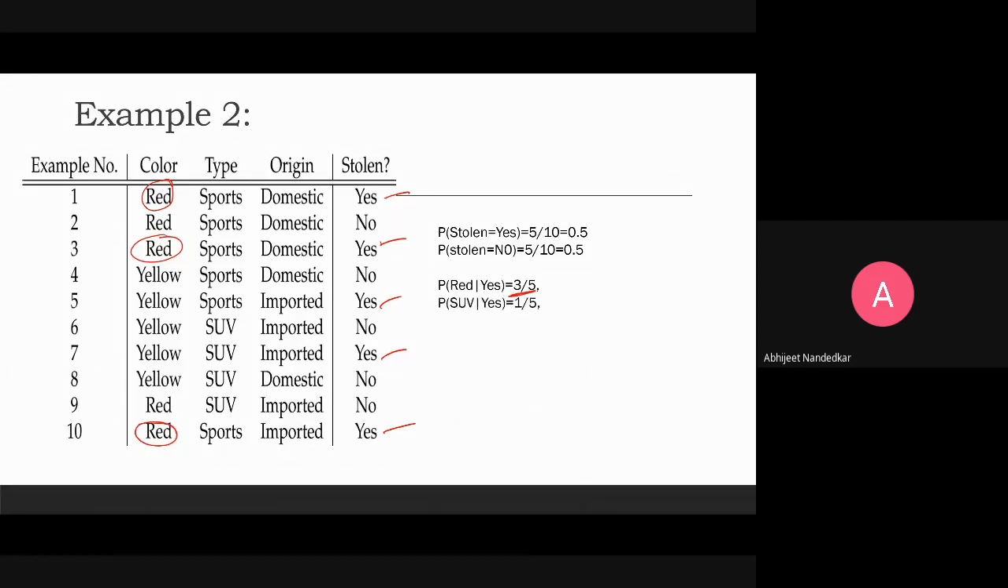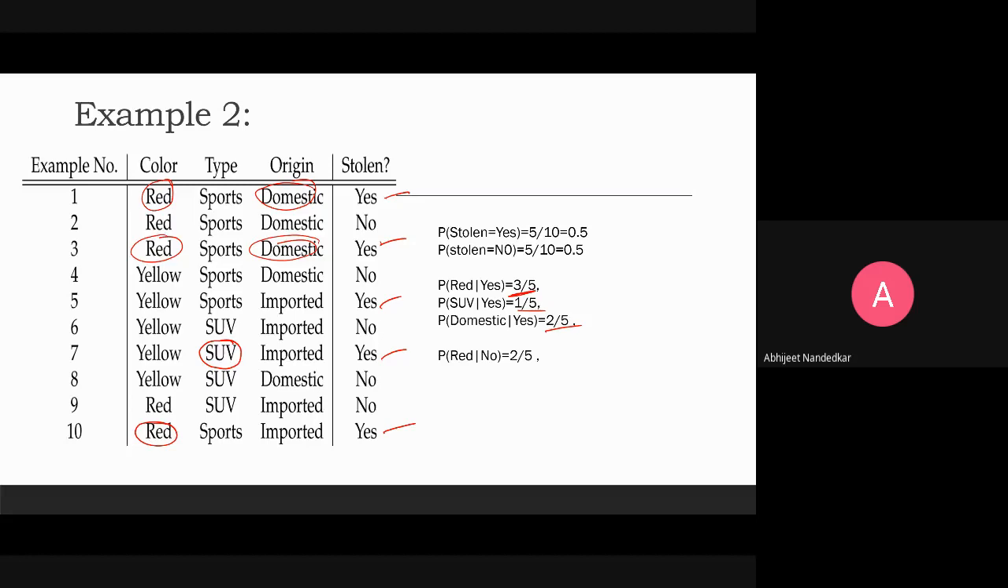Now in yes, that is stolen, how many times is SUV appearing? So SUV and yes. So where is that? Yes, here. So SUV is only 1 time out of 5. So it is 1 by 5. Now domestic and yes. So in yes, so this is domestic, and then 2 times. Okay. So only 2 times. So 2 by 5.